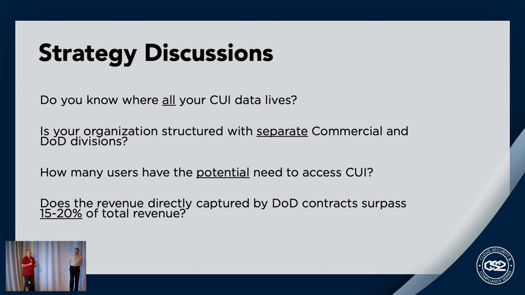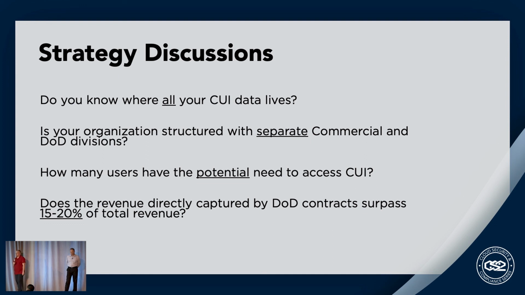The next one being, is your organization structured in a sense to separate the commercial work away from the DoD work? Most organizations share systems between the DoD work they're doing and the commercial work. Some don't, very rarely though. How many users have the potential need to access CUI, right? What's that number? If I were to build an enclave and 30% of my staff need to access that data, cost effectiveness might start going to the side, right?